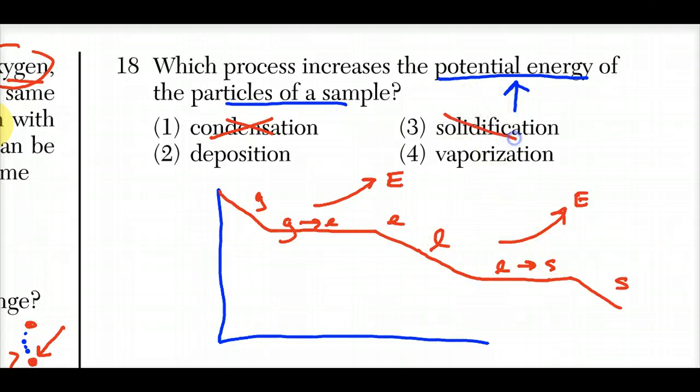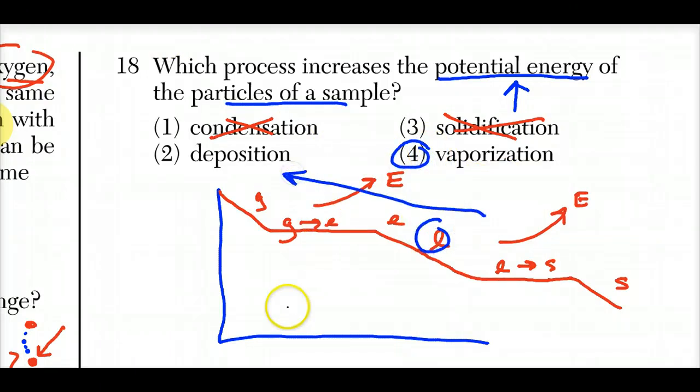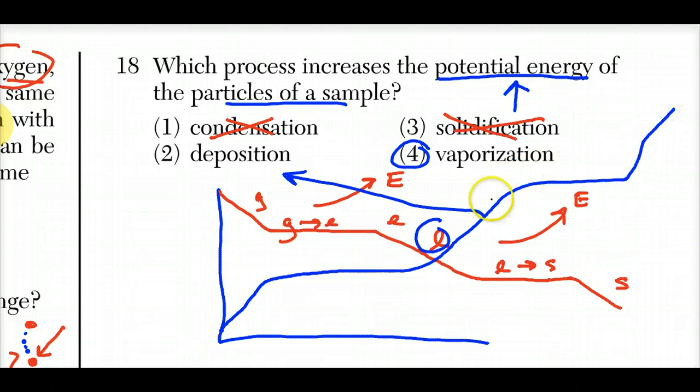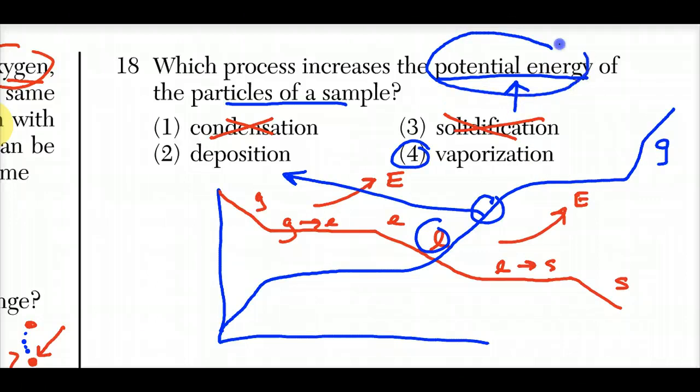So solidification doesn't work. Now vaporization, okay, is my winner because in this case I am going from a liquid, I'm going this way to a gas. Now if I draw it this way, a liquid going to a gas, so this is my liquid here, and this is my gas. To become a higher energy phase, I have to absorb energy to climb this energy hill. So I'm taking energy in. If I'm taking energy in, my potential has to increase.